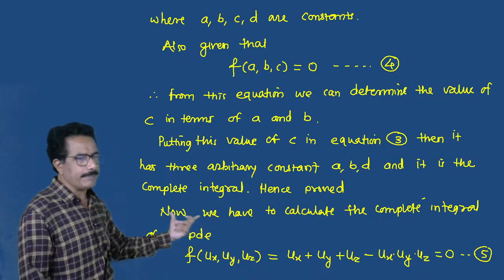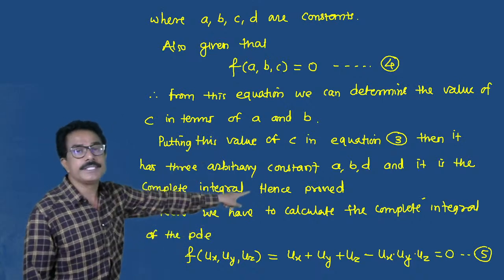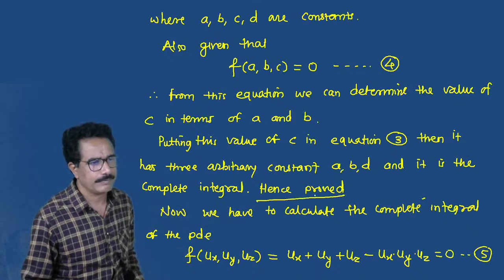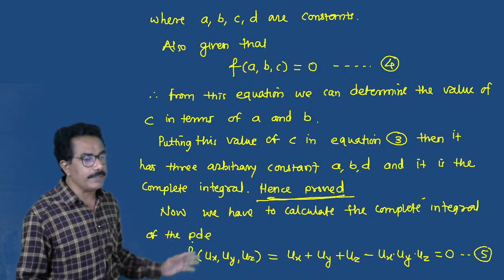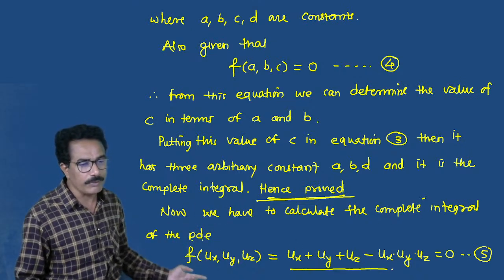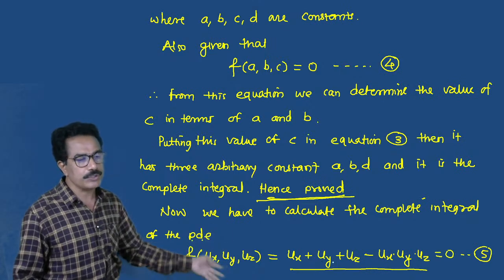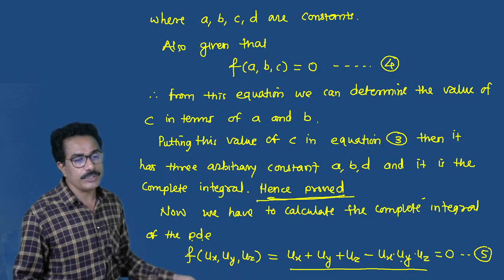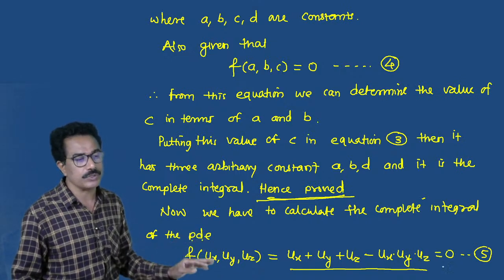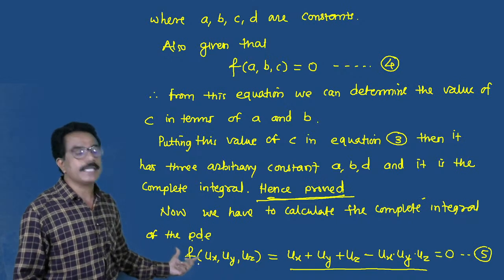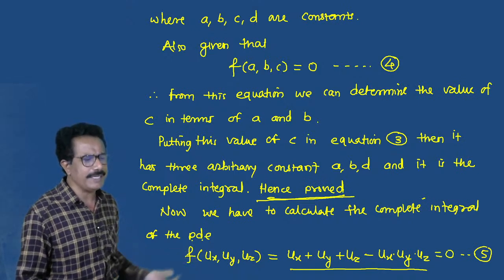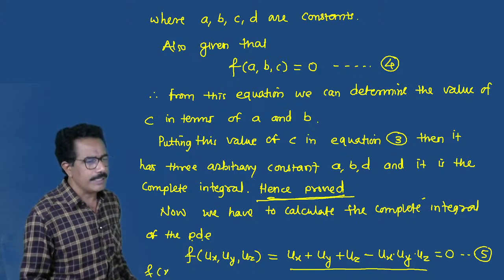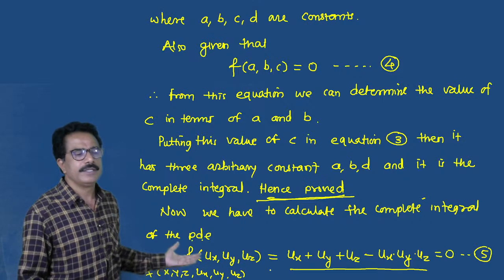Now in this second part, this is the first part, hence proved. Now in the second part we have to calculate the complete integral of the partial differential equation. We have been given this partial differential equation, ux plus uy plus uz minus ux into uy into uz, which is equal to 0. Now compare this with the general partial differential equation, f of ux comma uy comma uz, or you can compare in this way also, f of x comma y comma z, ux, uy, uz you can take.